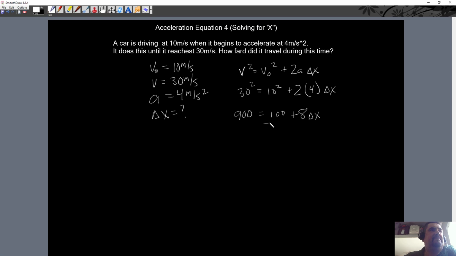Looks good so far. Let's subtract 100 to try to get that stuff over here by itself. So I need a minus 100 over here. That makes 800 equal to 8 delta x. The math is going to be nice here. Divide by 8, and that's going to get rid of that 8 over here, and finally get delta x by itself. And then 100 meters. That's the answer. So delta x is equal to 100 meters.